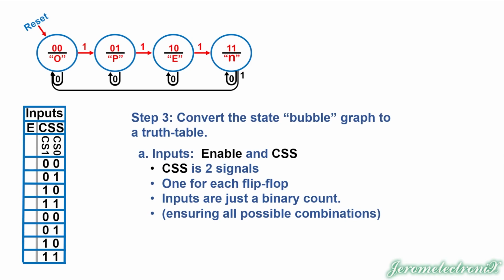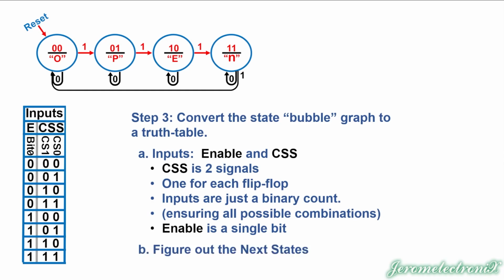The first column is the 1s column, so it changes every other 1 vertically. And the next column is the 2s column, and it changes every 2 vertically. And then the enable is a single bit, and that's going to be the 4s column, so that's going to change every 4. And now we have all the inputs. We've considered every possible combination of these 3 inputs.